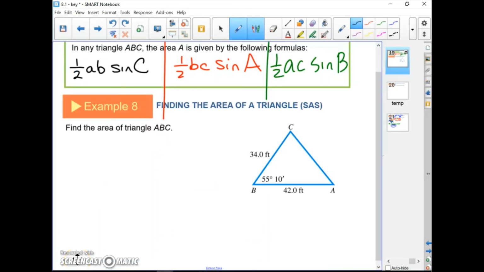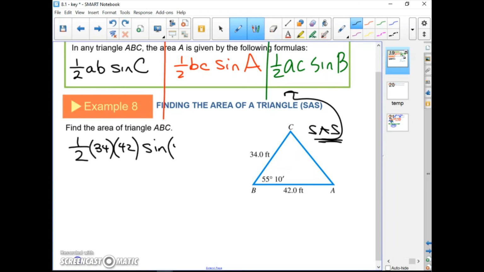Example 8, we're going to find the area of triangle ABC. And you should notice in this triangle down here, we've got side angle side. Okay, and that's where these formulas are going to come from. Now again, don't get bogged down in the letters. Just understand that your formula is going to be two sides and the angle in between. That's SAS right there. So the formula is going to say 1/2 times one of the sides times the other side times sine of the angle in between.